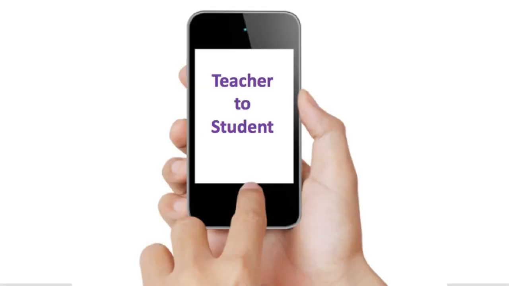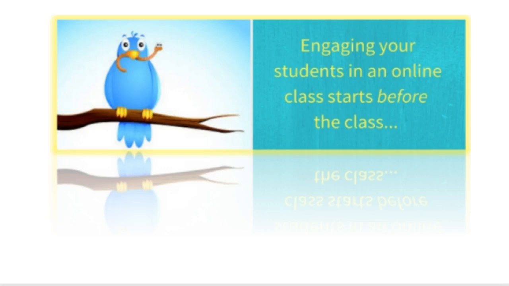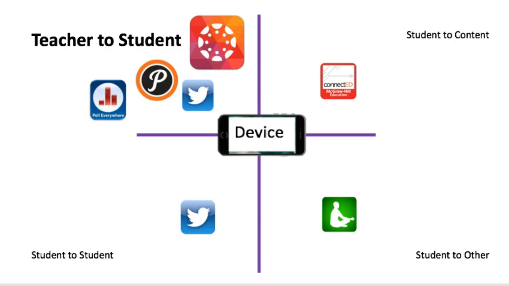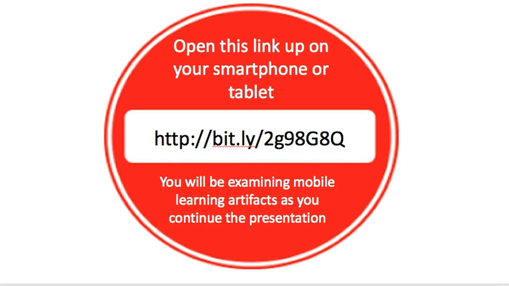So what are some ways to use our mobile devices to connect the teacher to the student? One of the ways is to engage your students in an online class before it starts. Here are some ways to do that. You're going to have your learning management system, so you can connect by Twitter, you can connect through a Popular Me page, a poll. And before we go too much further, I want you to open this link on your smartphone so you can follow along.